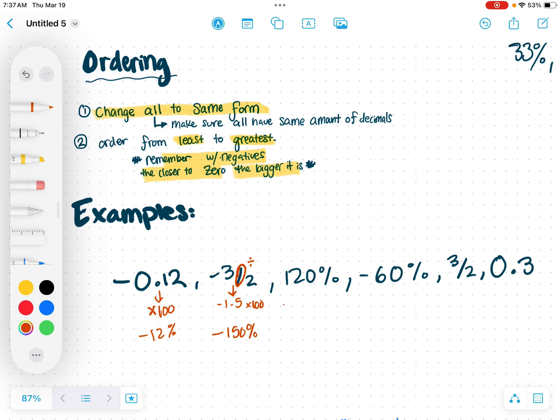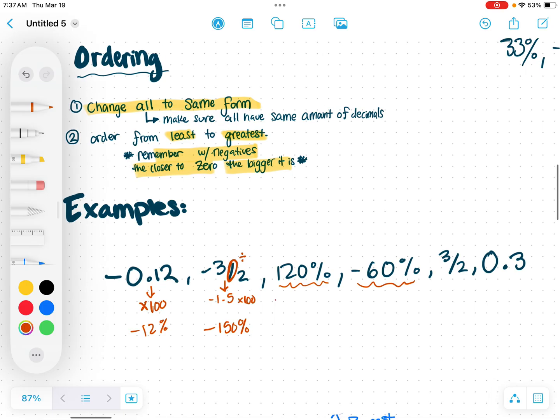This one is already a percent, so we don't need to change it. So is this one, but we do need to change these last two. Again, how we change a fraction, I'm going to want to change it into a decimal first by dividing the top by the bottom. 3 divided by 2 gives us 1.5. Multiply that by 100, and we get 150%. This is a decimal, so all we need to do is just multiply it by 100, and we get 30%.